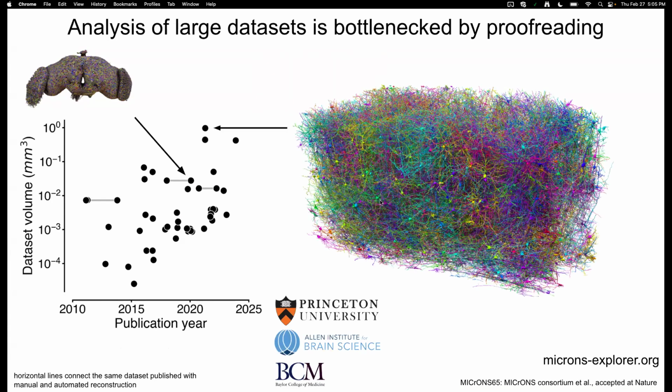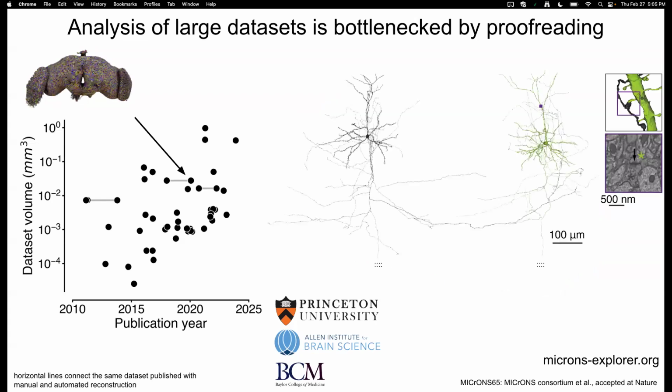That is a cubic millimeter of mouse visual cortex acquired by the Microns Consortium, consisting of Princeton, Allen, and Baylor College of Medicine. It is also publicly available on micronsexplorer.org. And in this data set, which is about 40 times larger than the fly brain itself, we can reconstruct connections between individual cortical neurons. So here I'm showing you two pyramidal neurons, the dominant cell type in the cortex.